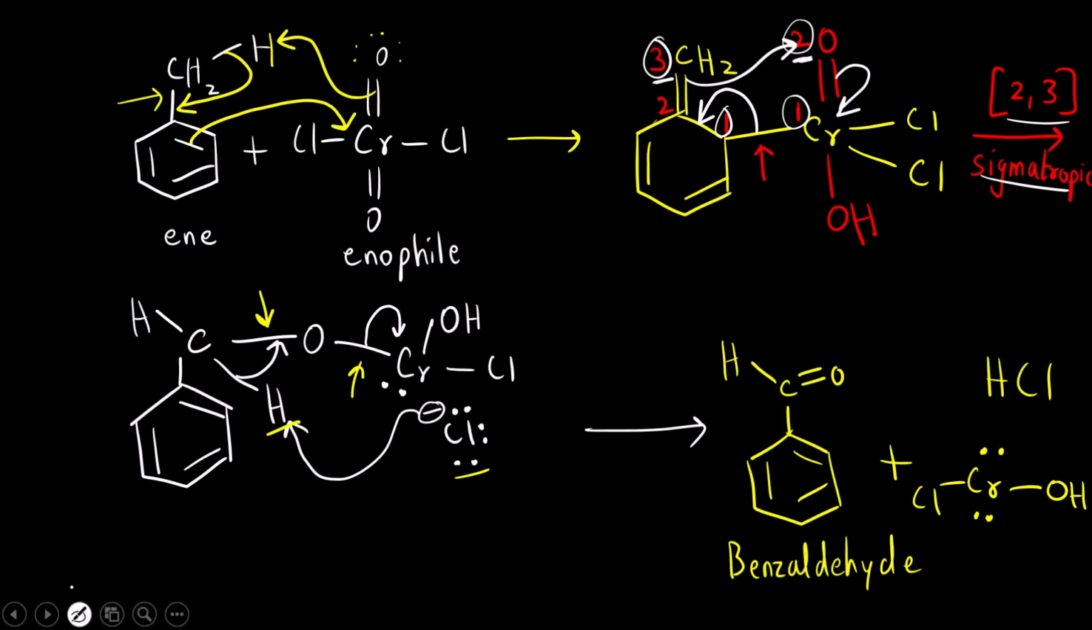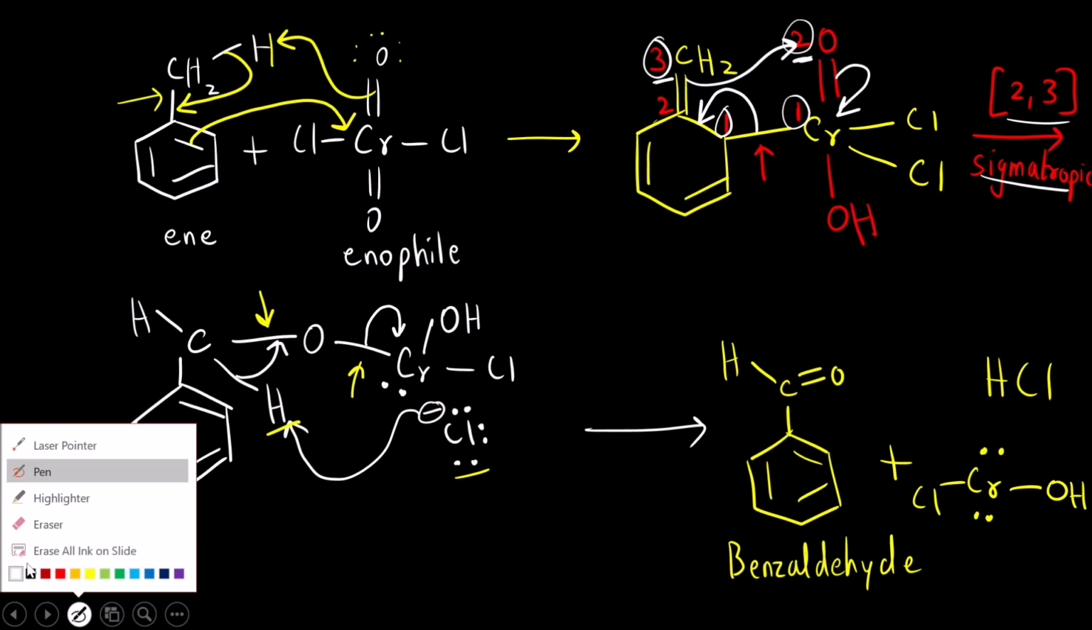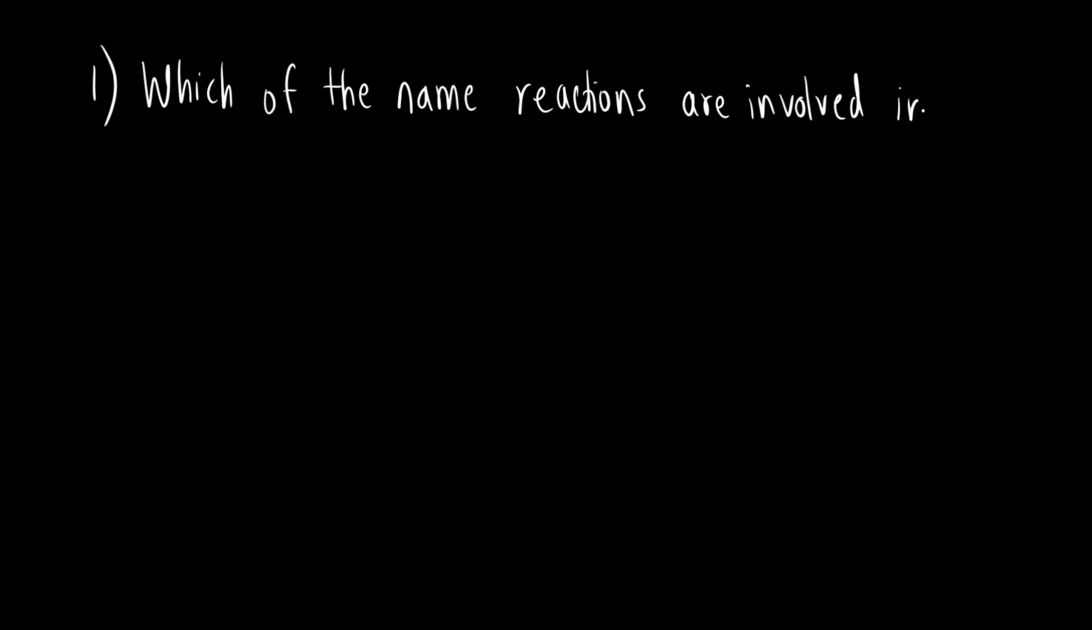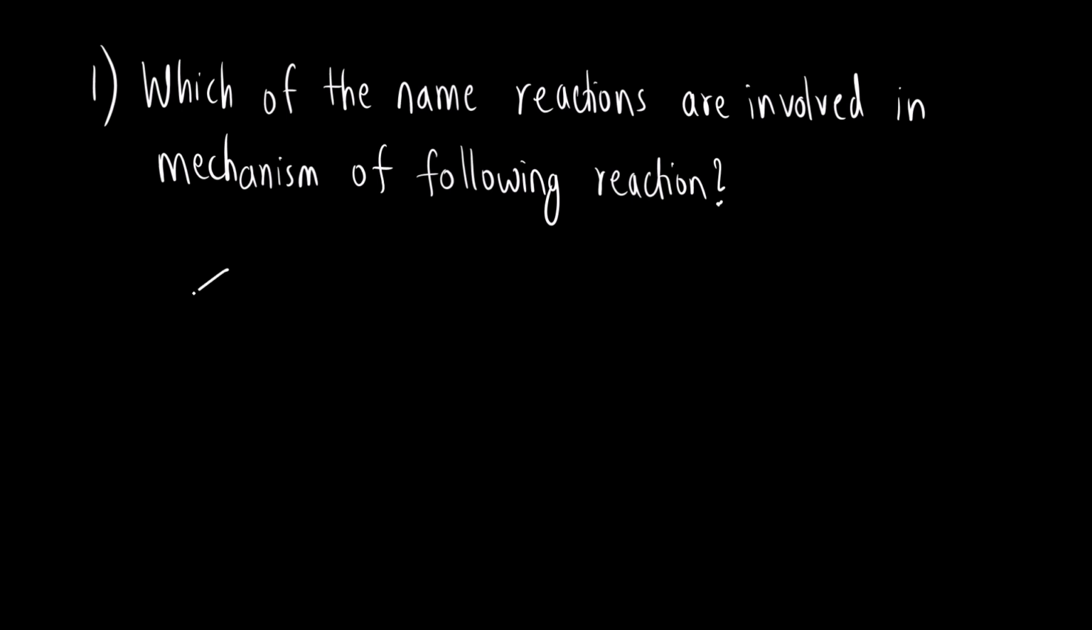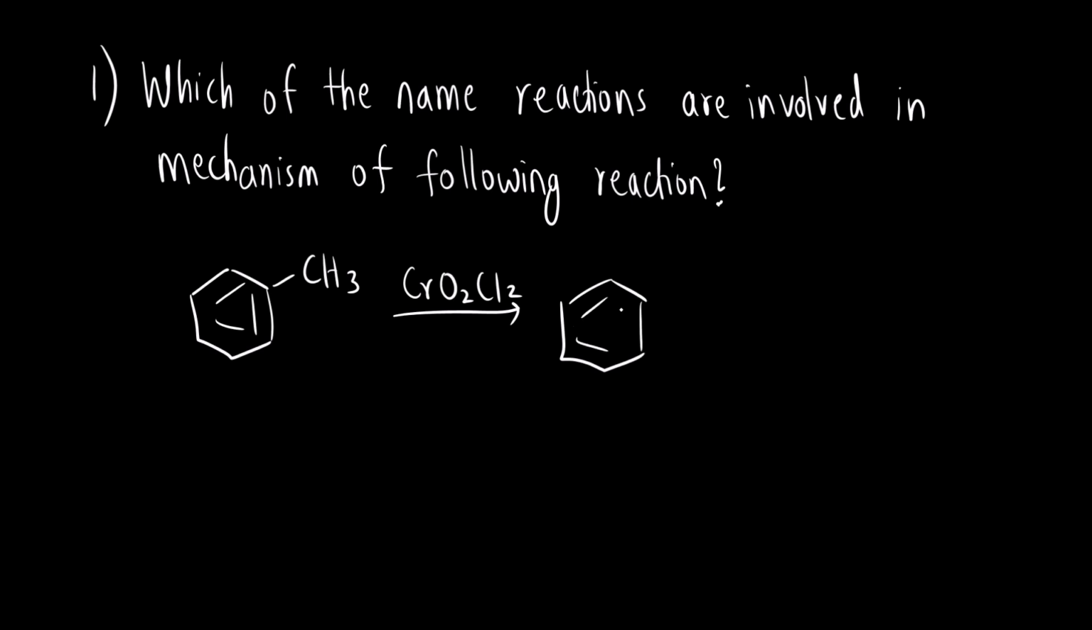Suppose I want to ask an MSQ question: which of the name reactions are involved in the mechanism of the following reaction? They might give you the name of the reaction, or they will not. They will only give you the reactants: toluene reacting with CrO2Cl2 to give benzaldehyde. And then there are 4 options.